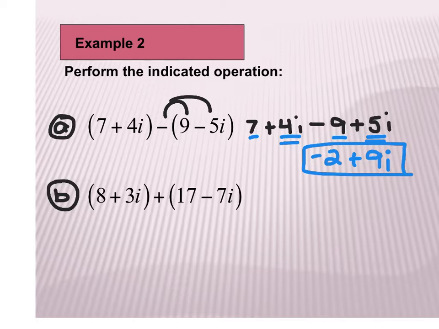For b, it's addition. So I can just get rid of the parentheses. 8 plus 17, which is 25, and then 3i and -7i, -4i.